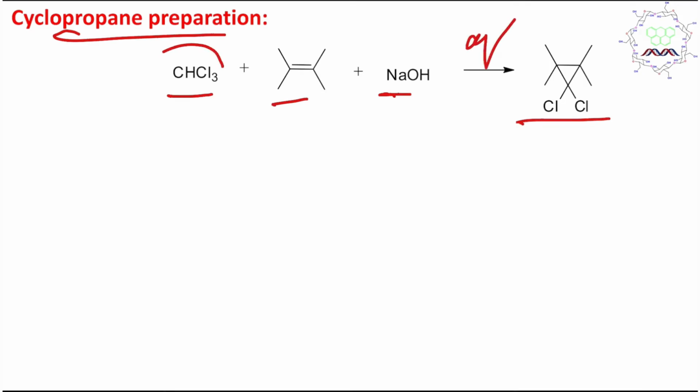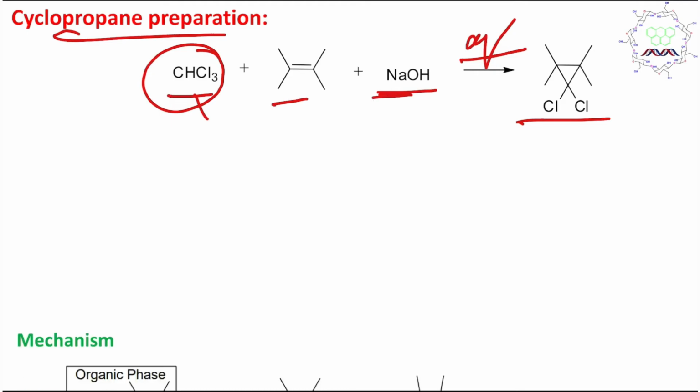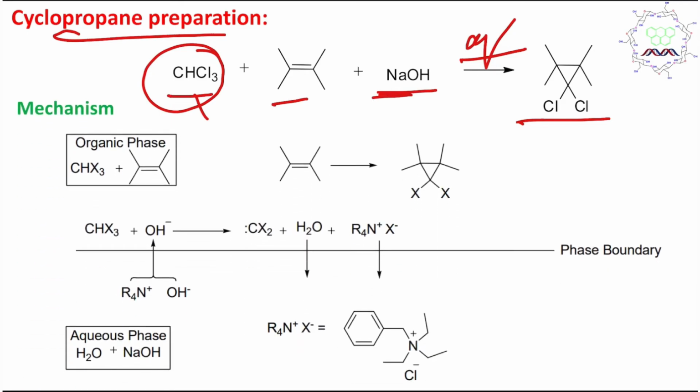Now this chloroform is in organic medium, it's an organic solvent and it doesn't mix with water, so the reaction doesn't happen, because this chloroform and sodium hydroxide need to come closer. In this way it will produce this dichlorocarbene, and this dichlorocarbene actually reacts with this double bond.